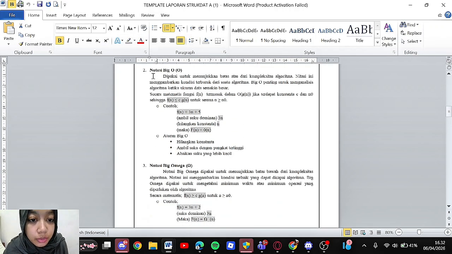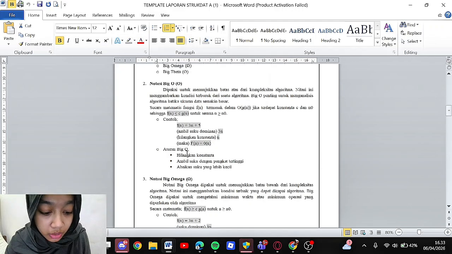Okay, first is the big O notation. Big O notation is used to describe the upper bound or worst case scenario of an algorithm. It tells us the maximum time an algorithm might take as the input size increases. Big O is important because it helps predict how an algorithm behaves when handling large data. Rules of Big O. First, ignore constants. Second, take the highest degree term, and the last, ignore the smallest terms. This rule helps simplify complexity analysis.